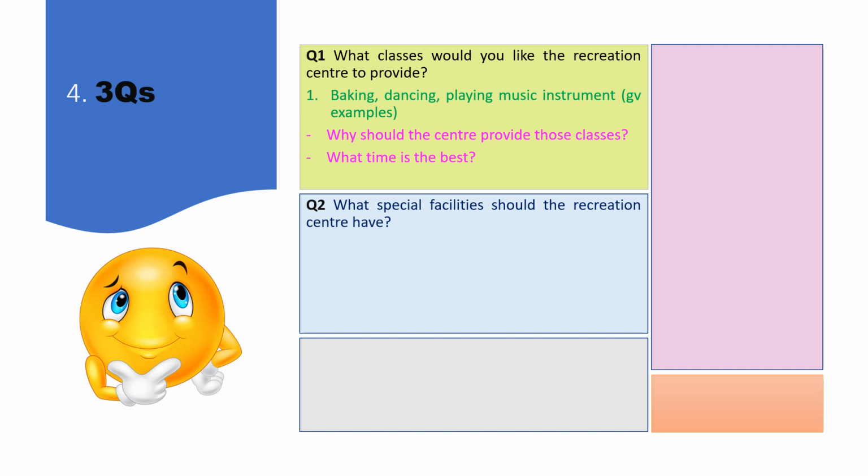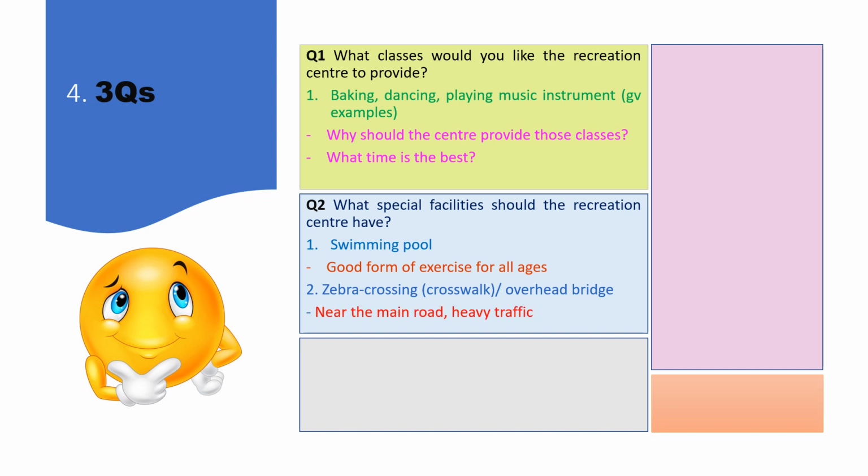Moving on to the second question. What special facilities should the recreation center have? You can say at the swimming pool, it is a good form of exercise for all ages. Or zebra crossing, or refers to crosswalk, or the overhead bridge, where it is near the main road, where there is a heavy traffic.